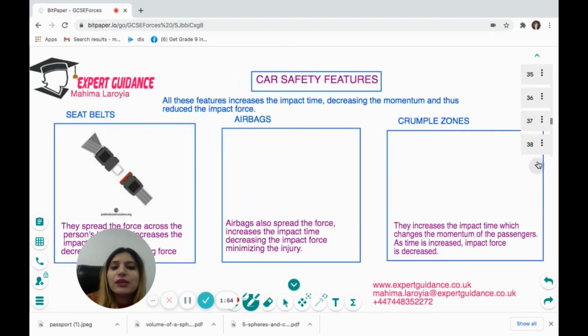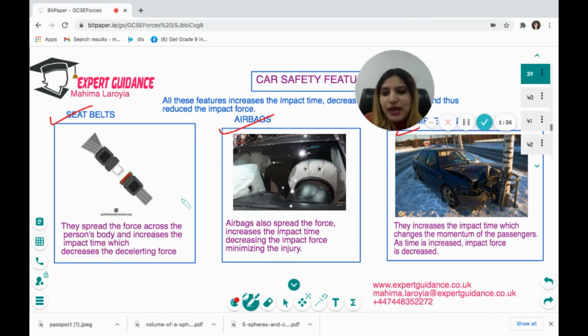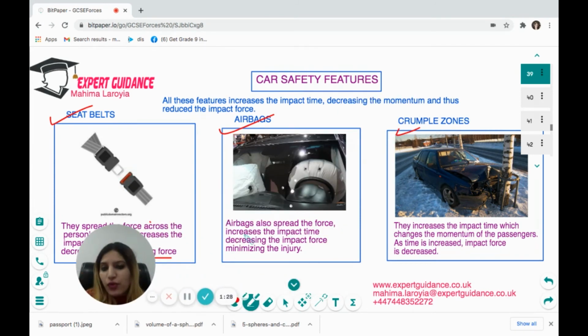So this can be used in a lot of safety features. In car safety features, we have the seat belts, airbags, and crumple zones. All these features increase the impact time, so that decreases the rate of change of momentum and thus reduces the impact forces. When we wear the seat belts, they spread across the person's body and increase the impact time, which decreases the decelerating force. The airbag also spreads the force, increases the impact time, decreases the impact force, minimizing the injuries.